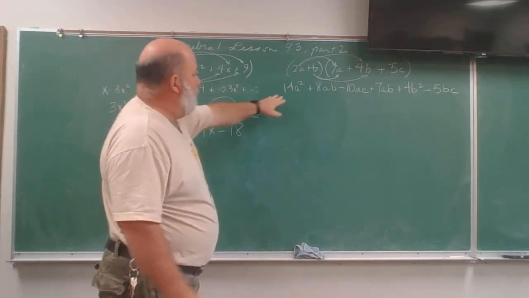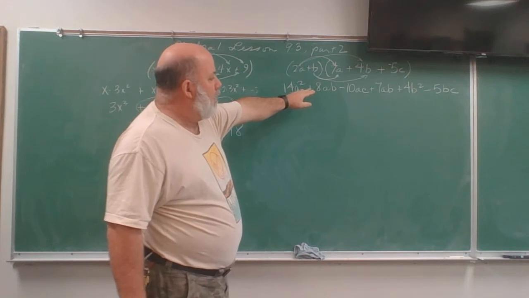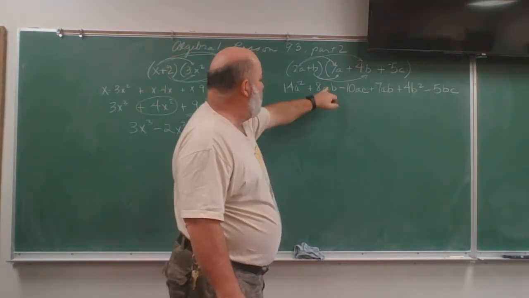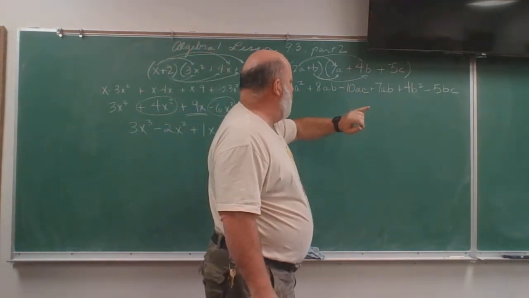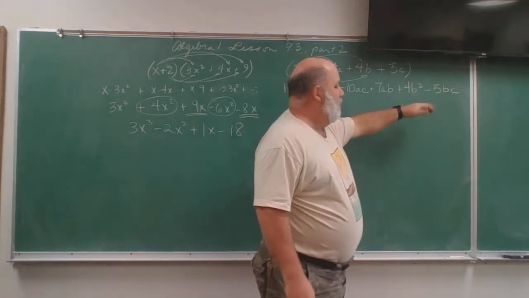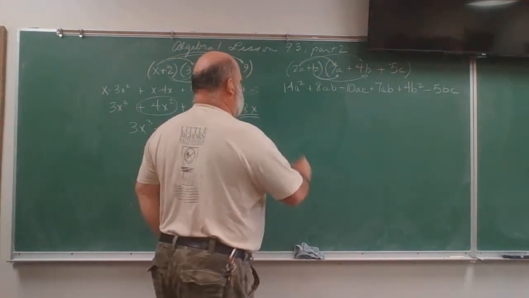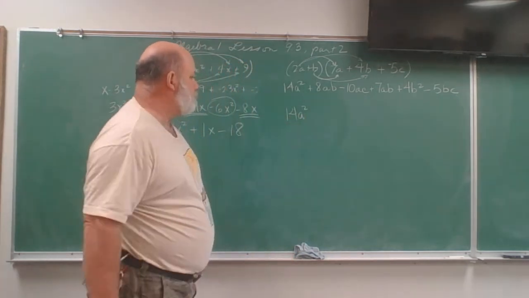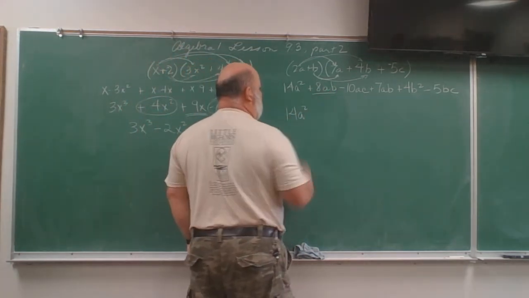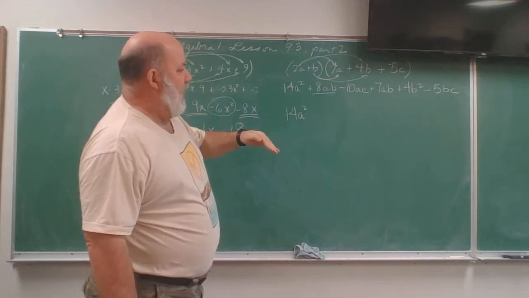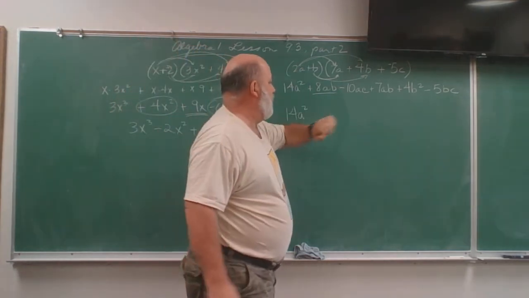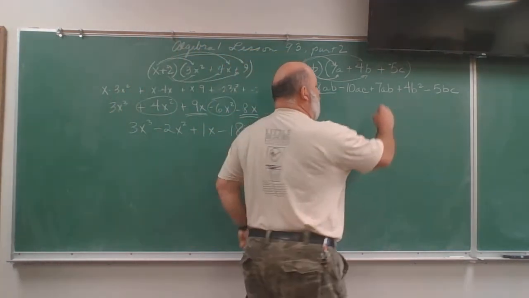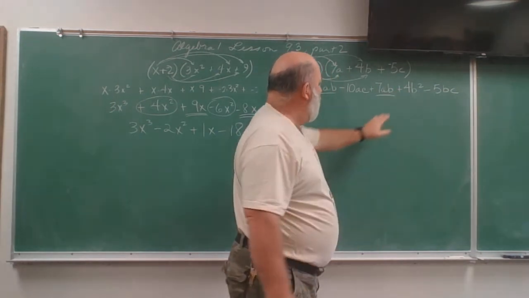Okay? So here we have 14a squared. Are there any other a squared terms? Here's an ab, here's an ac, another ab. There are no other a squared terms. 14a squared is alone. Here we have 8ab. Are there any other ab terms? Here's an ac, doesn't work. Ah, here's a 7ab. Are there any other ab's? Nope.